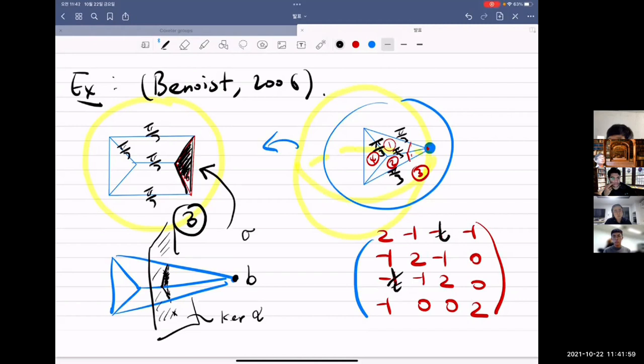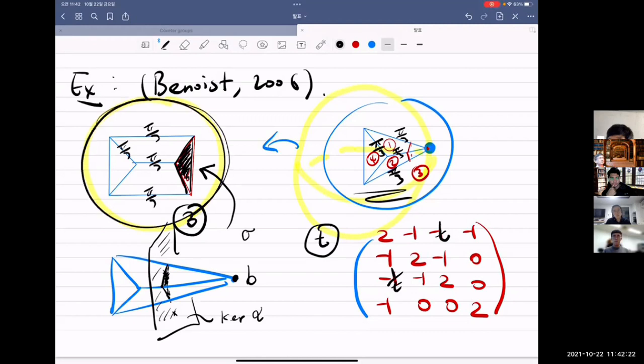So here we have this parameter t, and when t equals 1, it's exactly the hyperbolic situation, but when t is away from 1, we can actually truncate this vertex, and using that, we obtain this new 3-dimensional polytope, which is a Coxeter polytope. So yeah, that's the story.